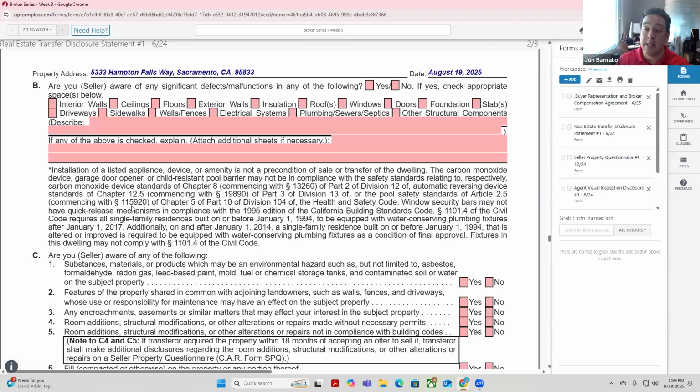This will be talking about settling issues, cracks and unevenness in the driveway, leaks in the roof, foundation issues. Those sorts of things would go here.